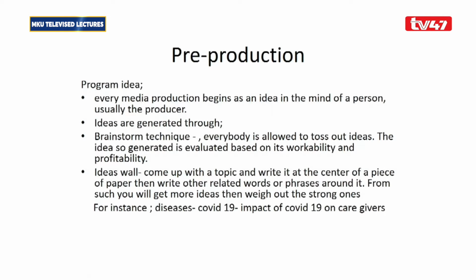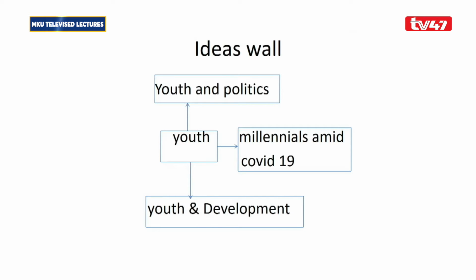To demonstrate that, we have an example down there. What we are saying is that you start with a particular word. It can be based on a particular topic. For example, you can come up with a word like youth. Then you ask yourself, what else can you talk about regarding youth? You realize that you can talk about youth and politics, youth and development, or millennials amid COVID-19. As you do that, you will come up with different ideas.